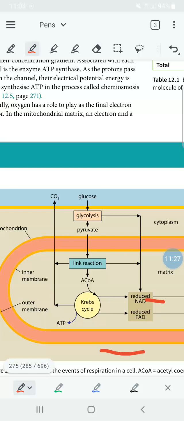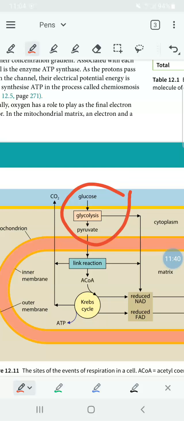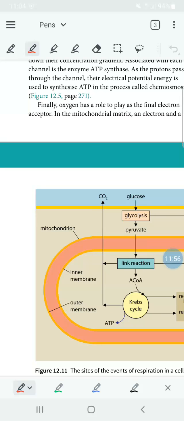Apologies, please disregard the lines that have been drawn. So this part happens outside of the mitochondrion, and this is the mitochondrial envelope, right? So I hope the diagram is clear.